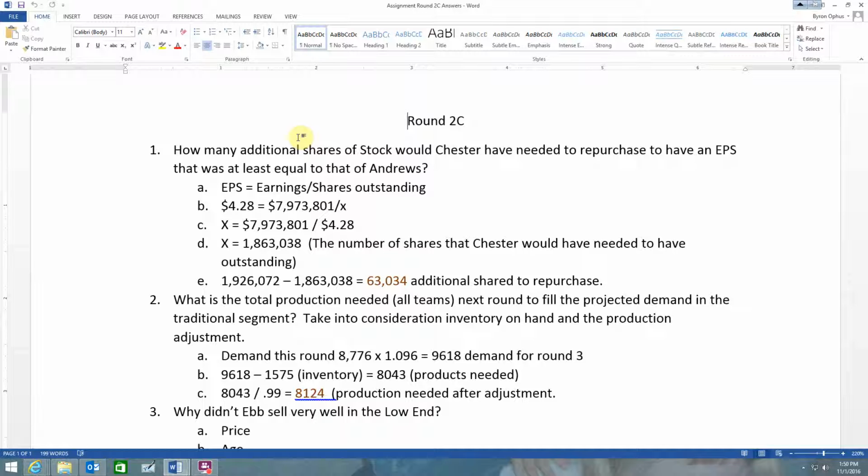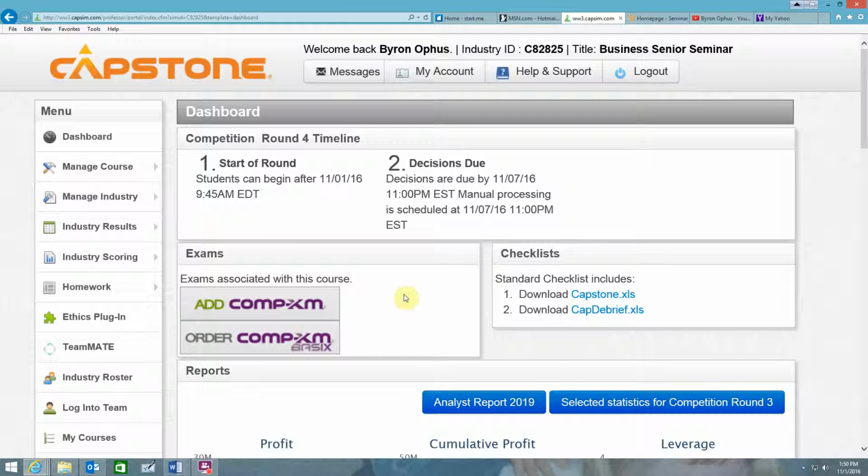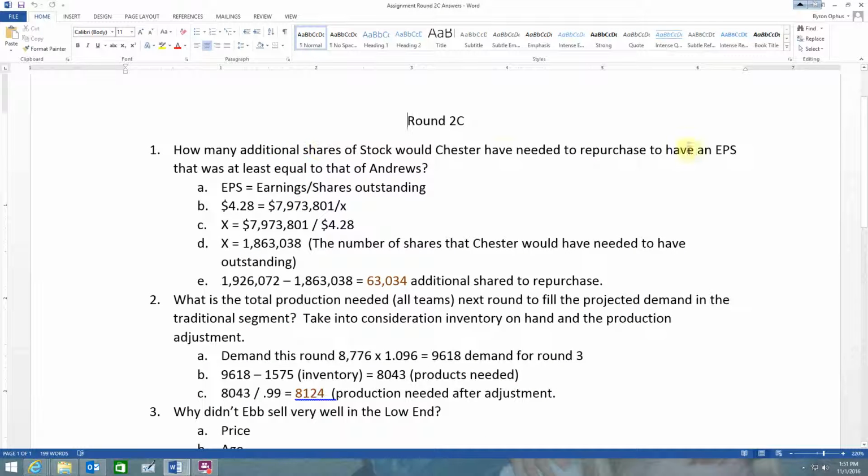So you know what the earnings per share is that we're shooting for. We're going to try to get the earnings per share that Andrews had, because we want to see what Chester would need to do to get up to Andrews' level of earnings per share. We also know that in this case we're not changing any of Chester's earnings. So we know what their earnings are, and what are we missing? Of course, how many additional shares of stock. The variable that we're missing is the shares, in this case shares outstanding.